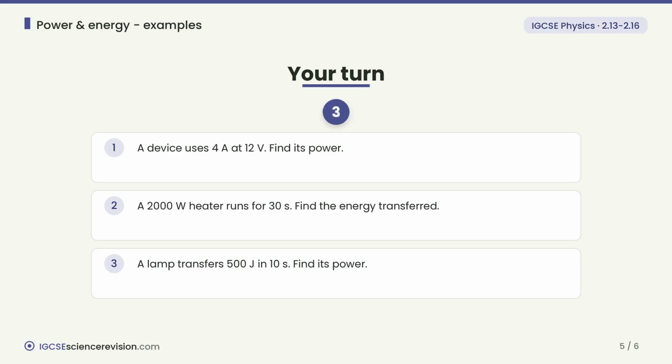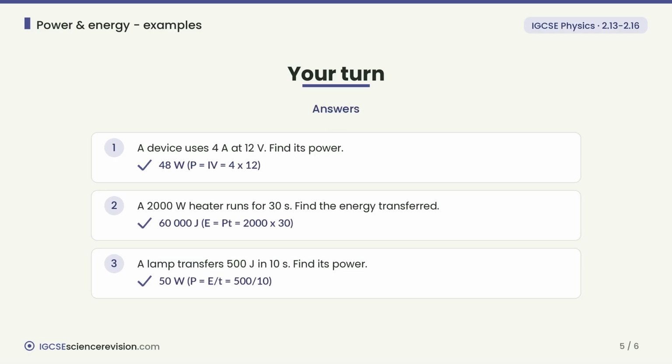3, 2, 1. Here are the answers. Number 1. 48W. P = I V, 4 x 12. Number 2. 60,000 J. E = P T, 2000 x 30. Number 3. 50W. P = E / T, 500 / 10.